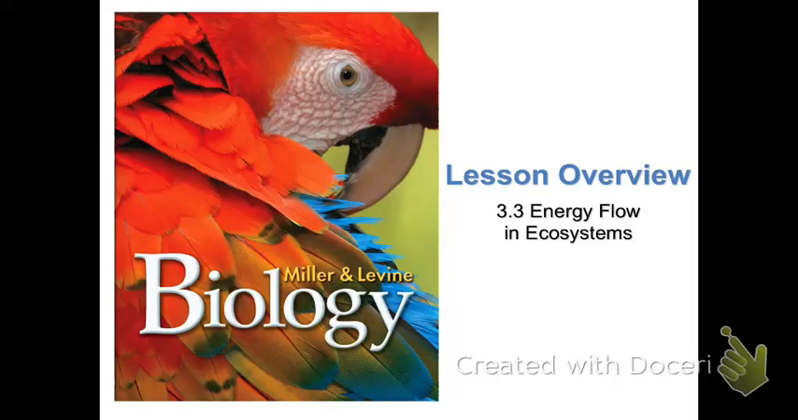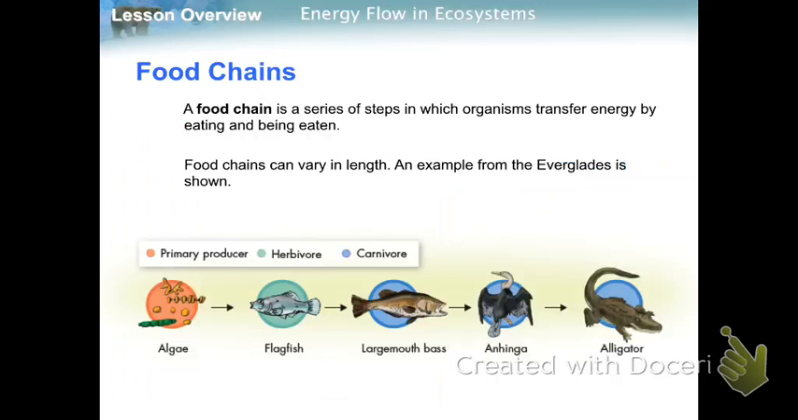In an ecosystem, energy flows in one direction. Energy flows in one direction through a food chain. The energy transfer is through eating and being eaten. They can vary in length. Here's an example from the Everglades. It's 5 links long.